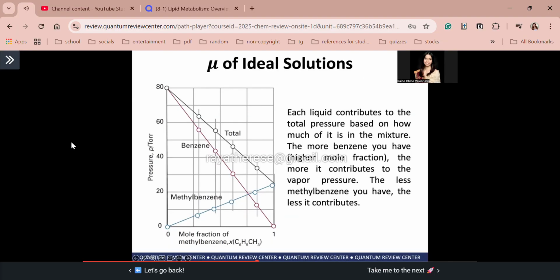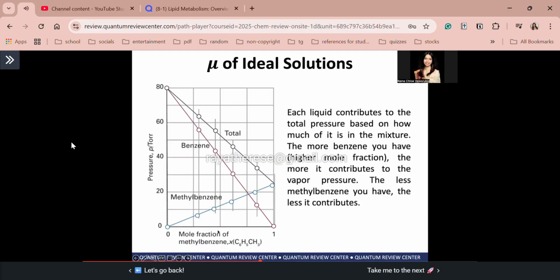So here, guys, we have this graph. And we have, let's say, a mixture of benzene and methylbenzene. Listen, guys. Here, benzene and methylbenzene, each one of them will evaporate a little, and when they evaporate a little, that will contribute to the total vapor pressure. So all this says, guys, is that the more benzene you have, so let's say benzene has a higher mole fraction. If benzene has a higher mole fraction, then what can we say about the mole fraction of methylbenzene? Then it is lesser, it is lower, right?